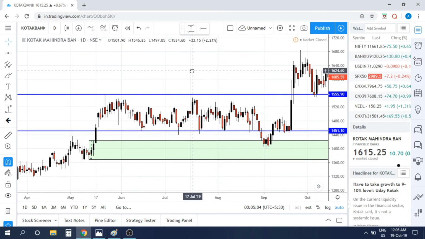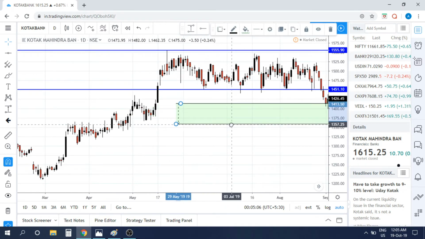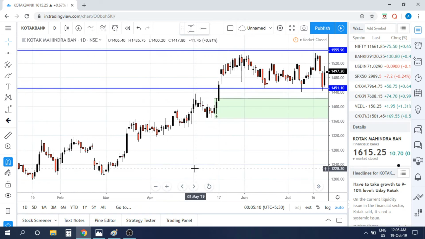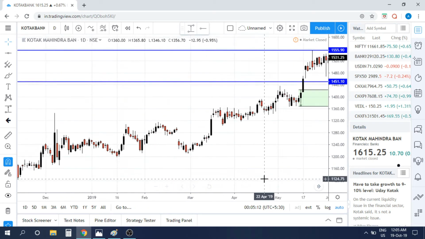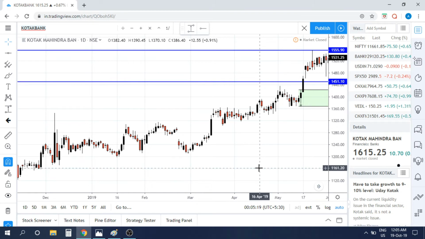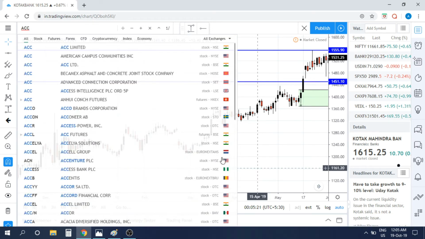So one is this example. I hope this example is clear to you. And let me show you one more example. I think this was ACC that I saw.